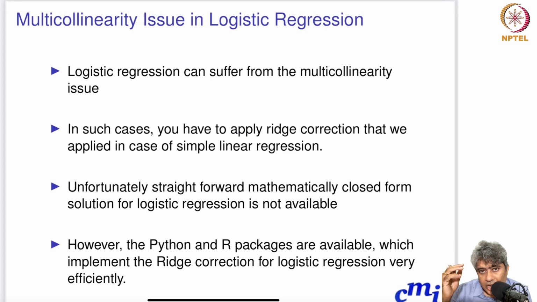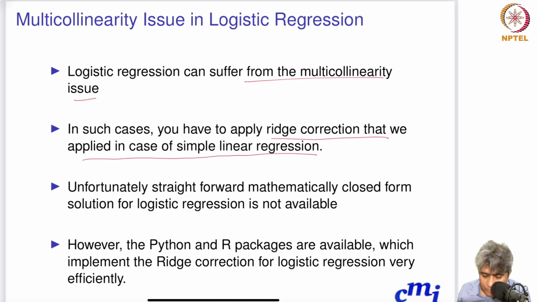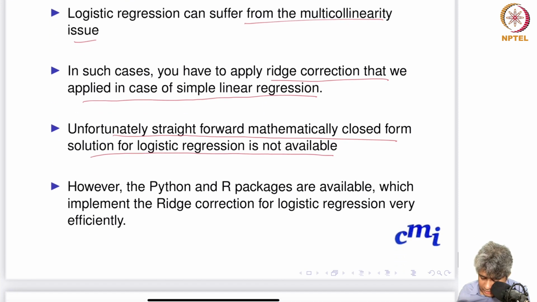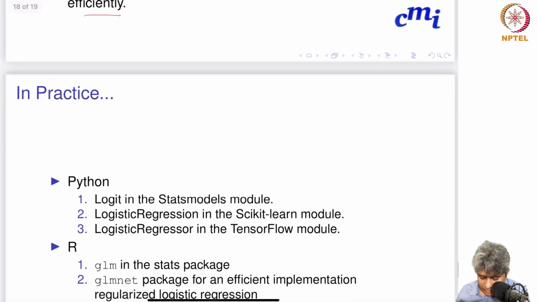Can logistic regression have the multicollinearity issue? Yes, logistic regression can suffer from the multicollinearity issue. So you have to be very careful. You should check if it does have the multicollinearity issue. In such case, you have to apply ridge correction that we applied in case of simple linear regression. Unfortunately, a straightforward mathematically closed-form solution for logistic regression is not available. However, Python and R packages are available which implement ridge correction for logistic regression very efficiently, so you don't have to worry about the implementation part.